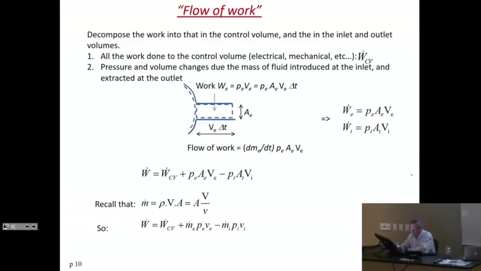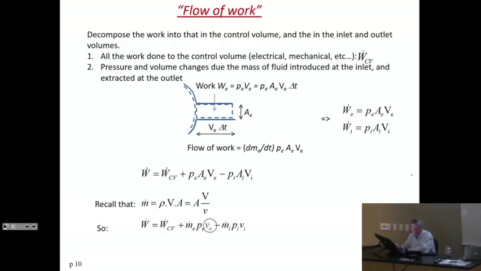The total change in work is going to be the change in work in the control volume plus the work, if you wish, that leaves: pressure times area times velocity at the exit, minus pressure times area times velocity at the inlet. Now, recall that we have m dot to be the density times the velocity times the area, or the area times the velocity divided by the specific volume. Plug that in, and you get W dot is W dot in the CV. So this is the work on the open system. This is the work on the closed volume inside. And then we just substitute this here. So we have m dot P times specific volume.